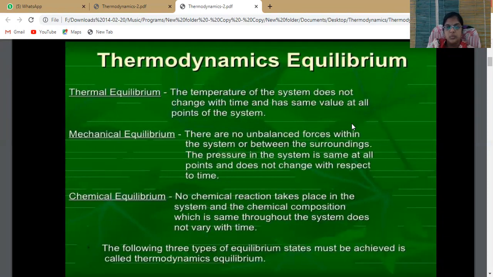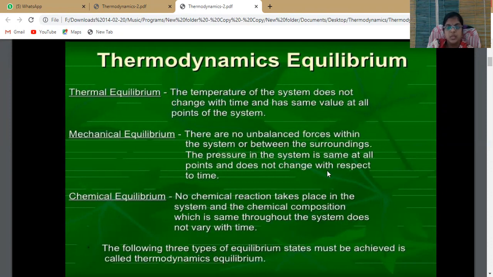When I remove the force on one side, it is unbalanced. That means our system will compulsorily be under unbalanced force. So when the system is balanced, it is in mechanical equilibrium.